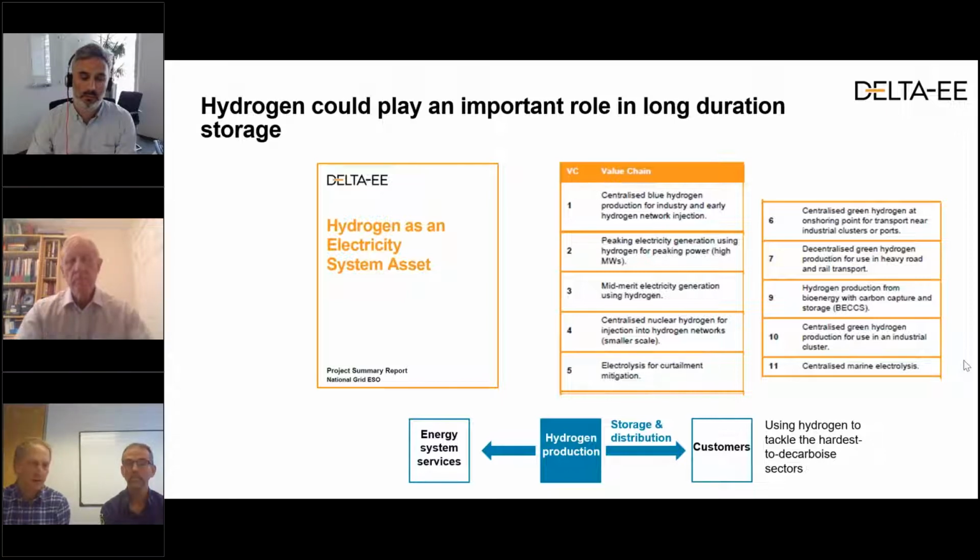So you could use electrolysis to generate hydrogen. You could then store that hydrogen in underground salt caverns. This is being demonstrated in a really nice project called the HyPSTER project in France. And then that hydrogen could be used for peaking power, as in value chain 2.